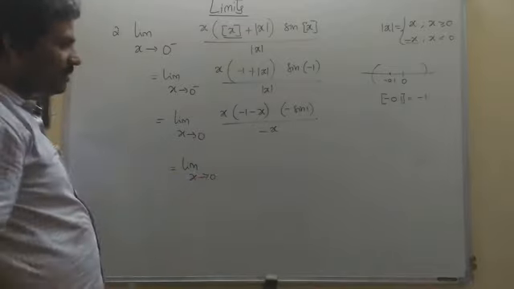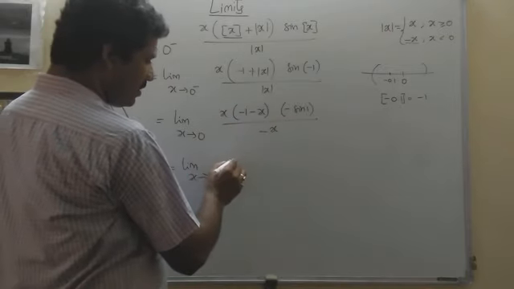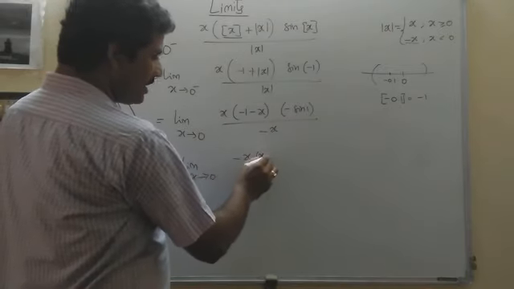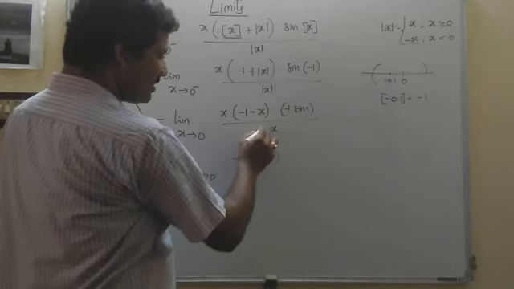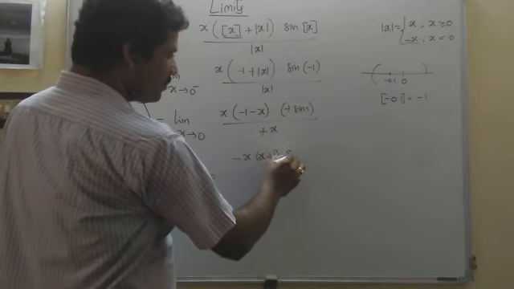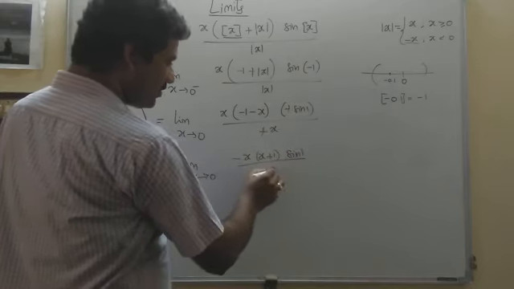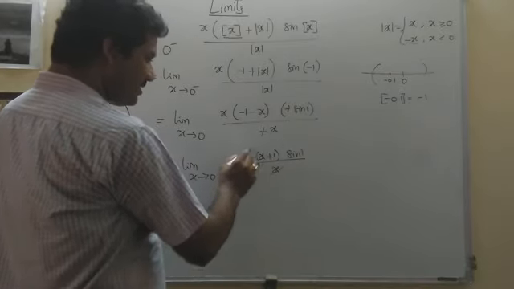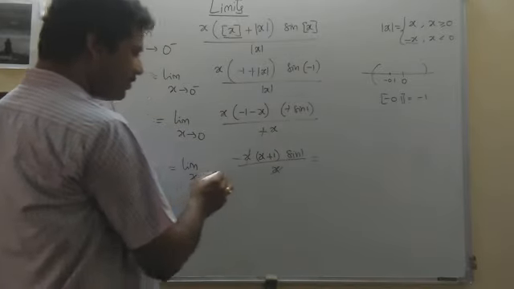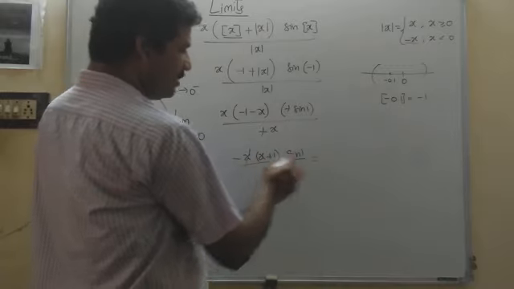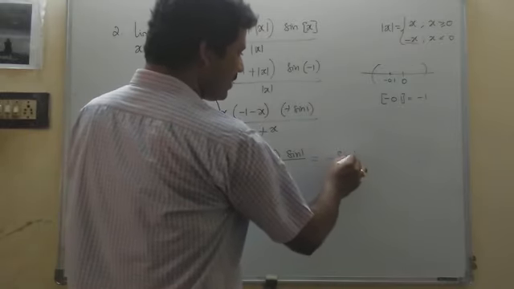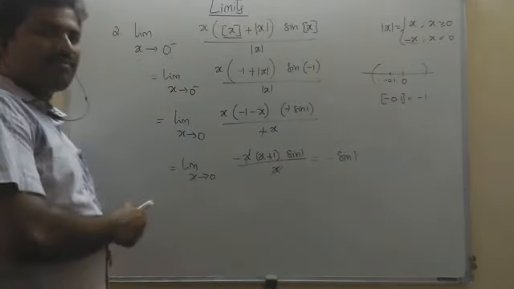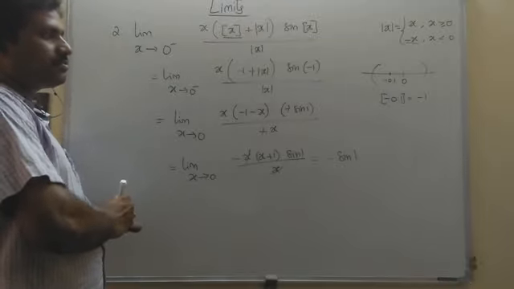Now see what will happen. Take minus common here. Minus x into (x plus 1). This minus and this minus cancel. Into sin 1. What is the value? By x. Now this x cancels. X tends to 0, 0 plus 1, 1. That what is the value? Minus sin 1. That's it. So that is the problem.